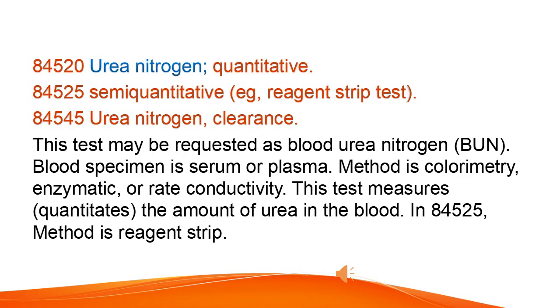Urea nitrogen, quantitative. Semi-quantitative, e.g., reagent strip test. Urea nitrogen, clearance. This test may be requested as blood urea nitrogen, BUN. Blood specimen is serum or plasma. Method is colorimetry, enzymatic, or rate conductivity. This test measures, quantitates, the amount of urea in the blood.